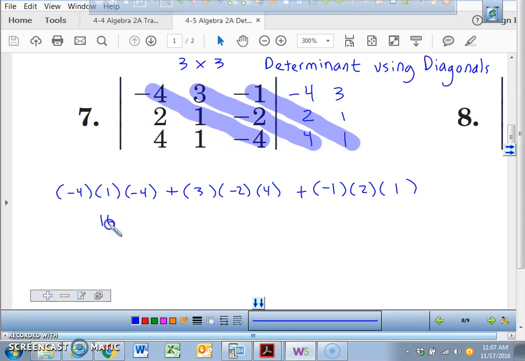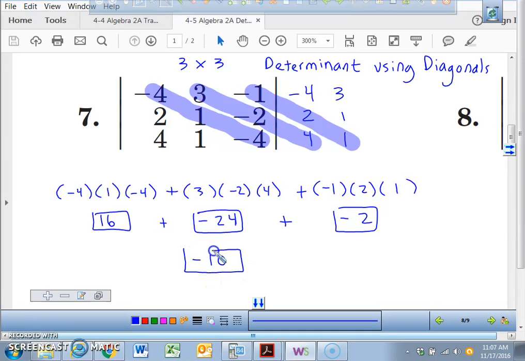We're going to have a 16. That's the product of negative 4 times 1 times negative 4. We're going to have a product right here of a negative 24. Right here, we're going to have a product of a negative 2. When you take these three individual products and add them together, you will get negative 10.